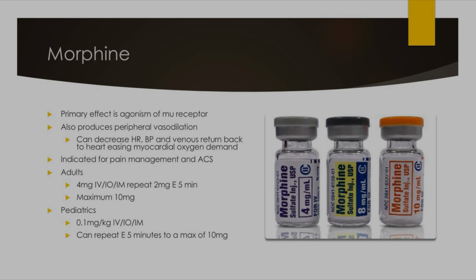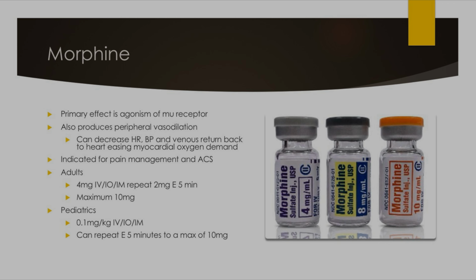Adult dosing is 4 milligrams IV, IO, or IM with 2 milligram repeats every 5 minutes, up to a maximum of 10 milligrams. Pediatric dosing is 0.1 milligrams per kilogram, IV, IO, or IM, repeatable every 5 minutes, up to a maximum of 10 milligrams. Morphine can also suppress cough through action in the medulla.